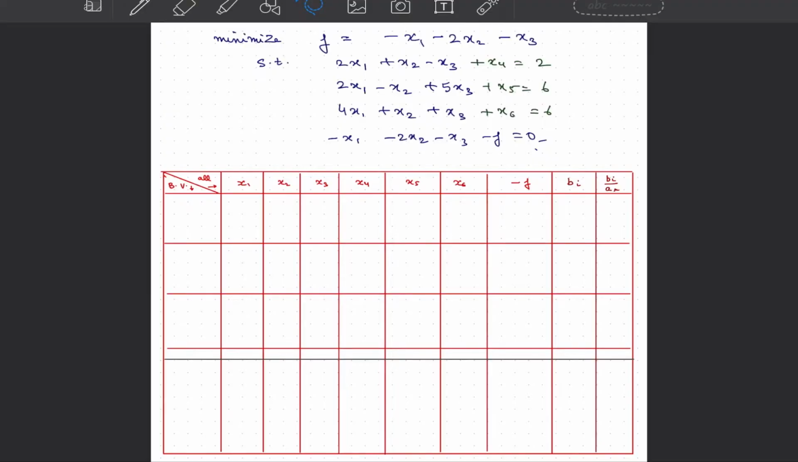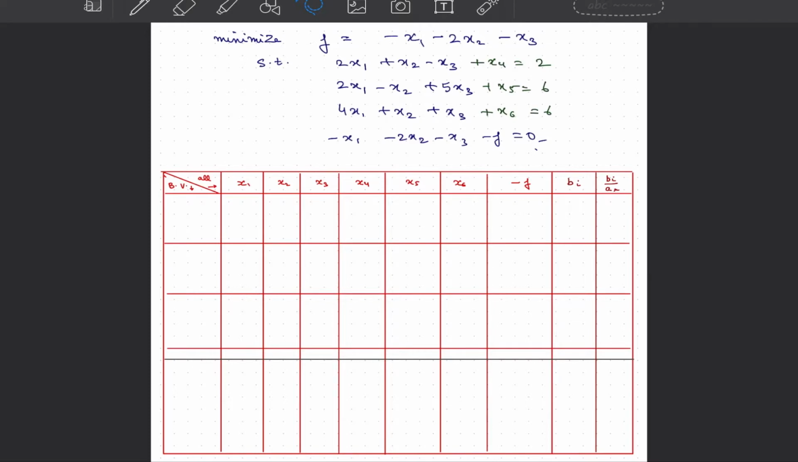Hello students, now we will look into a relatively simpler way to solve these problems of linear programming using the simplex method, and we will consolidate those concepts in the form of a table. This method is called the Tableau method to solve simplex problems.